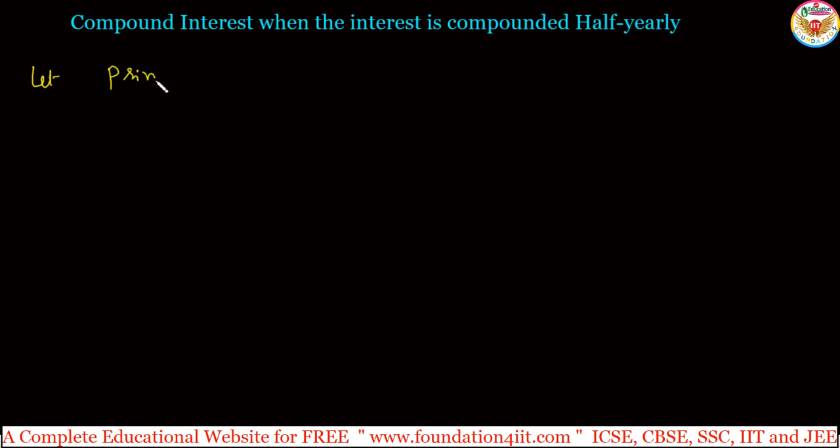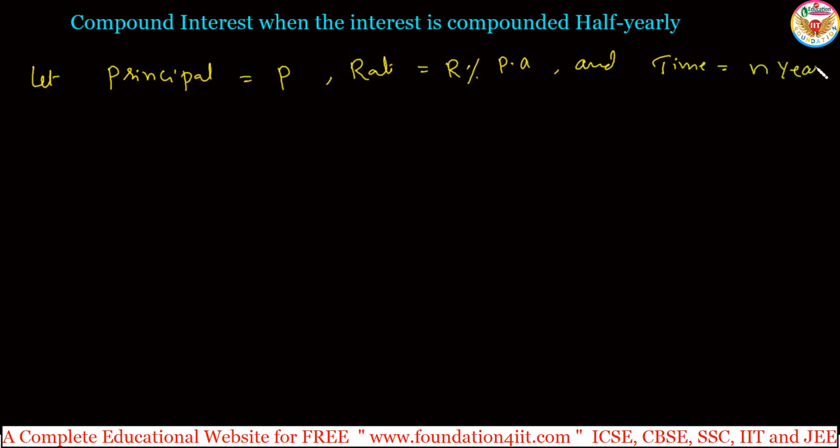Let the principal given in the question be P, the rate of interest be R percent per annum, and the time be n years. These three they will give in the question: principal amount, rate of interest, and time. Then when it is compounded half yearly, the principal will be the same, it does not change.